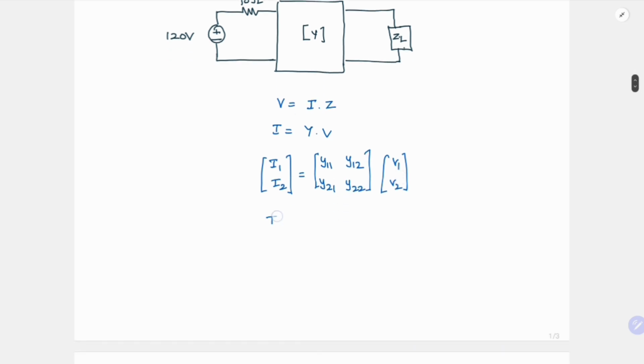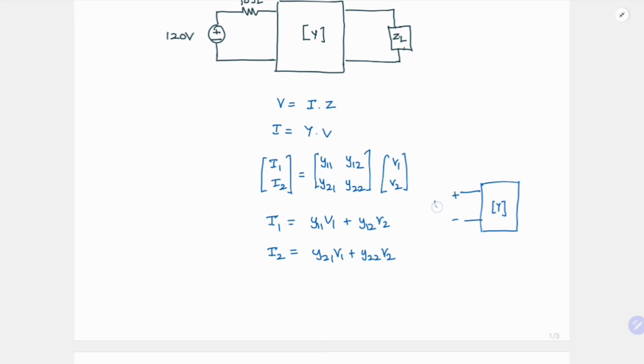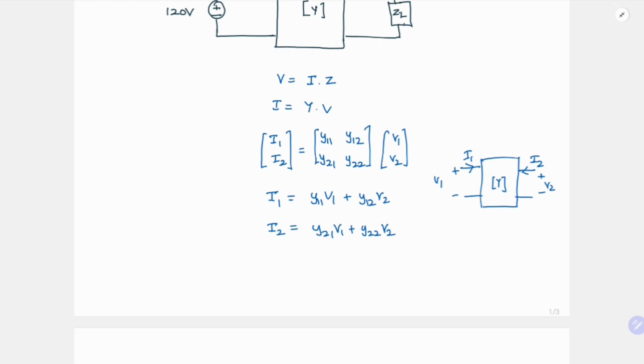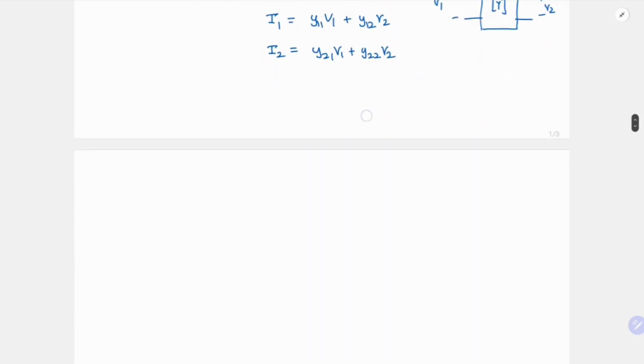If you relate this and write it out, you will have I1 equal to Y11 V1 plus Y12 V2, and I2 equal to Y21 V1 plus Y22 V2. You can write this without memorizing anything. This is just relating your input and output current to your input and output voltage, where V1 and I1 are at the input and V2 and I2 at the output. Now how will you transfer this into a circuit? Let us take a look.